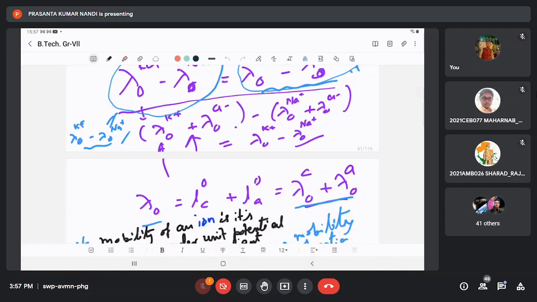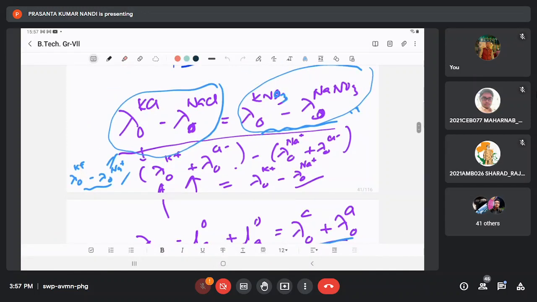Now, how can we justify this? This is possible if we split the equivalent conductance of the potassium salt, which is contributed by its ions, that is lambda 0 K plus plus lambda 0 Cl minus, and similarly for the sodium salt. So can we write like this? That's why the second part, the contribution due to chloride ion, cancels out, and we are left with the difference of the conducting ability of the corresponding cations, that is lambda 0 K plus minus lambda 0 Na plus.